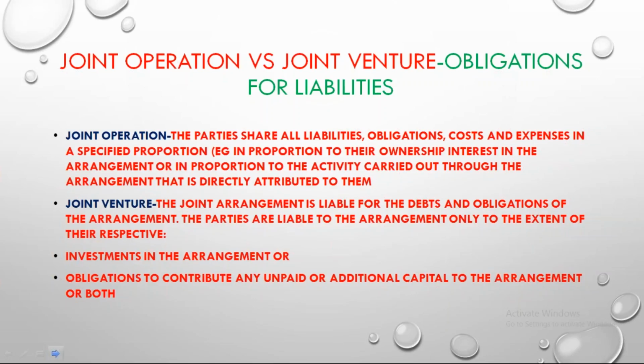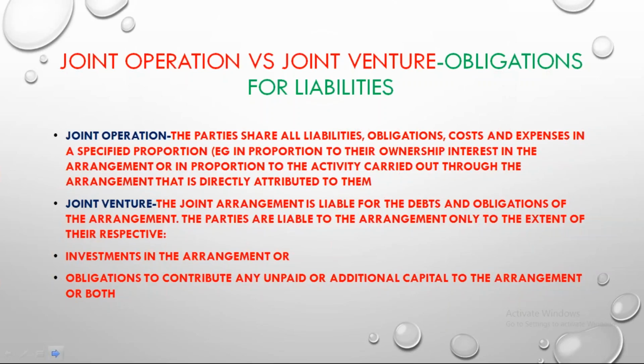The joint arrangement is liable for the debts and obligations of the arrangement. That separate entity is liable, not Yoba, not Yaba, not Kumar. The parties are liable to the arrangement only to the extent of their respective investments. So I have put 100,000 pounds, you have put 100,000 pounds. That's our responsibility. After that, we are not liable. It's like just investing in shares.